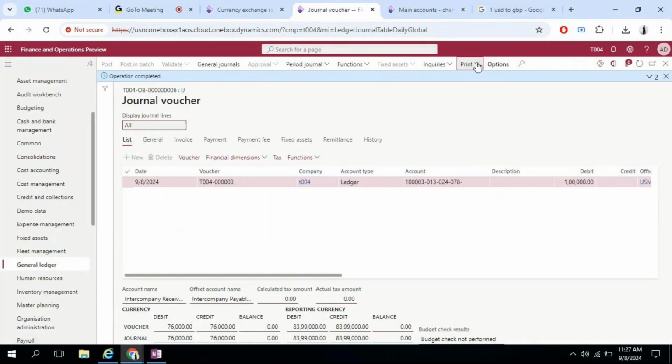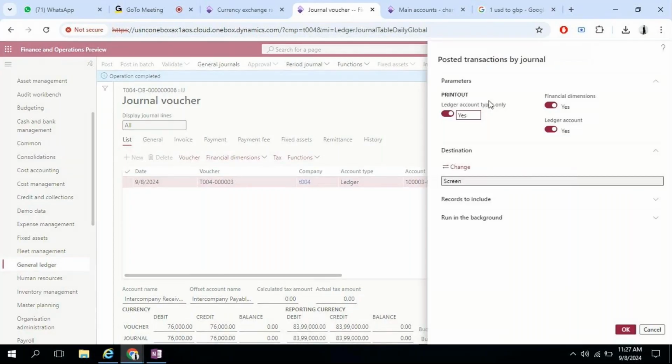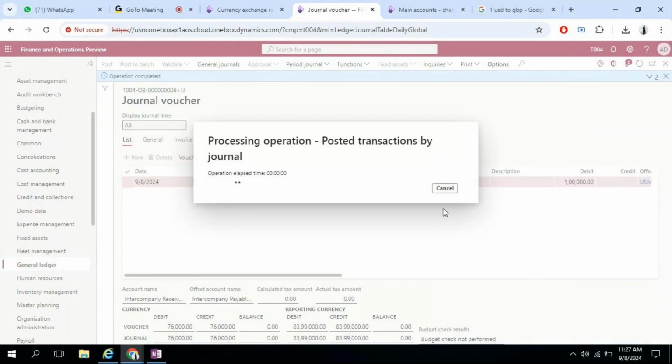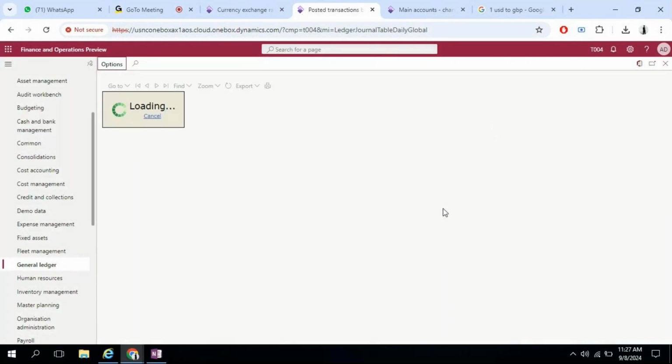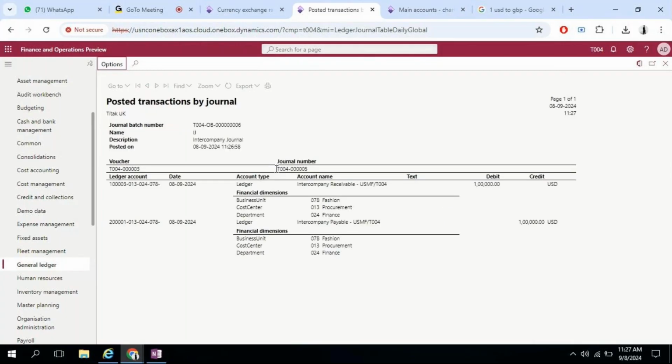So now it is posted. I will go to the print option. I will check the posted transaction. Okay, so this is the entry posted inside the system.